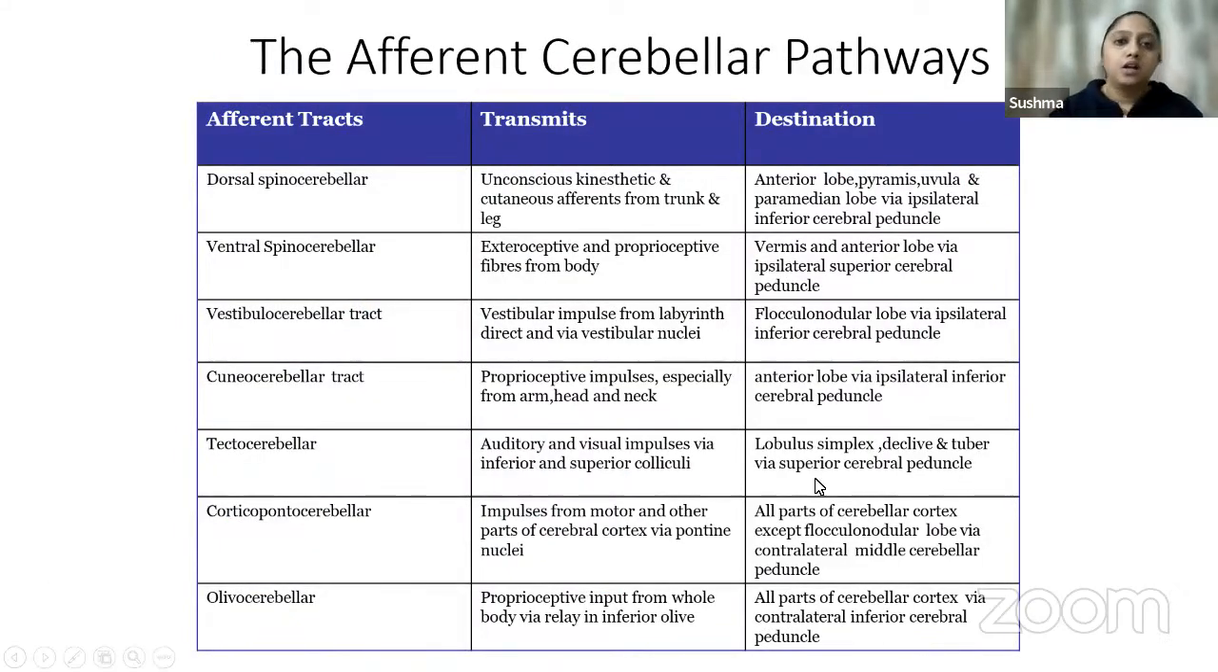Now, the cerebellum gets its afferents and efferents from so many different pathways and tracts that enter and exit. Before I go into this, let me tell you the function of the cerebellum. Basically, suppose I have to make a movement like this, the output is always from the pyramidal tract. But let me make it even simpler for you, right?